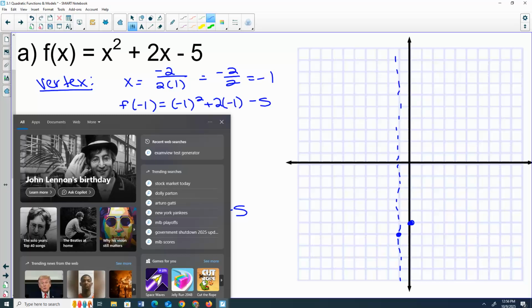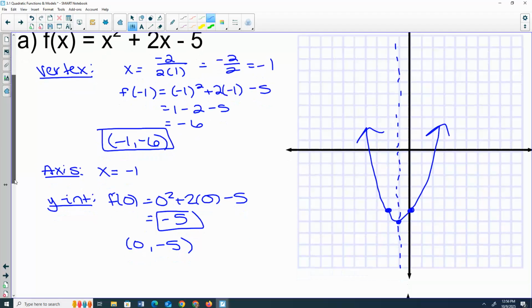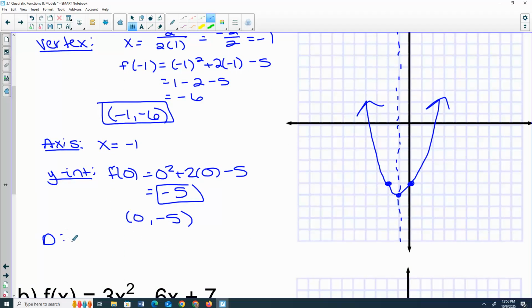Now I told you with graphing, you needed a minimum of 3 points. I only have 2. How can I get a third? You do the opposite of -5 on the other side. Take your y-intercept. It is 1 away from the axis of symmetry, so you can go 1 the other direction. That gives you 3 points. If you wanted more, could you plug in some values into your equation? Absolutely. But I have the minimum at this point. What's the domain? What's my range?